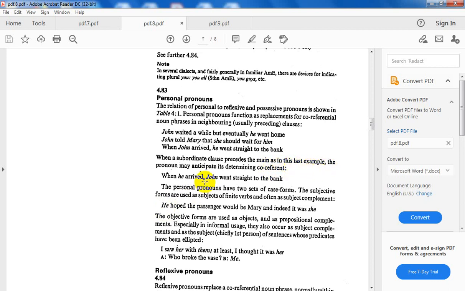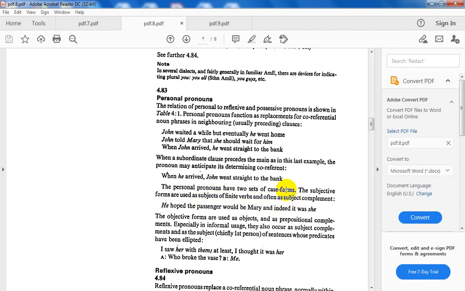As in this example, the pronoun may anticipate its determining co-reference, in which I have the pronoun, then I have the noun it refers to. When he arrived, John went straight to the bank. When he arrived, it is a pronoun, mentioned first. Then I have John, which is mentioned later on, but it is in the superordinate clause.